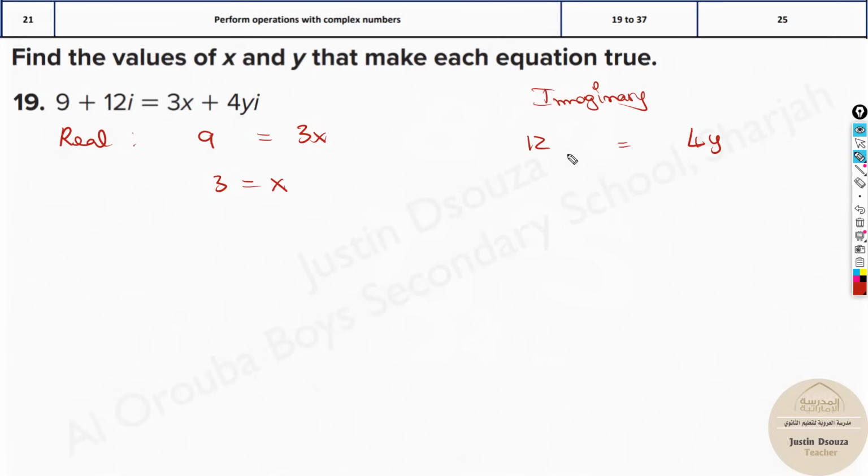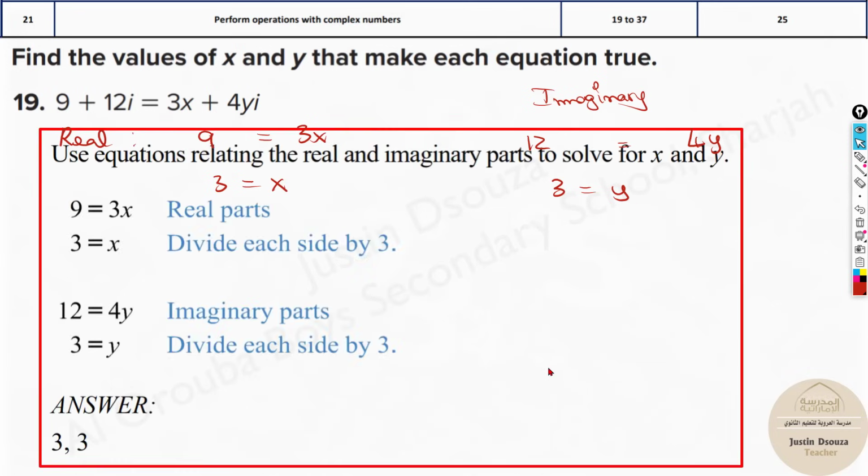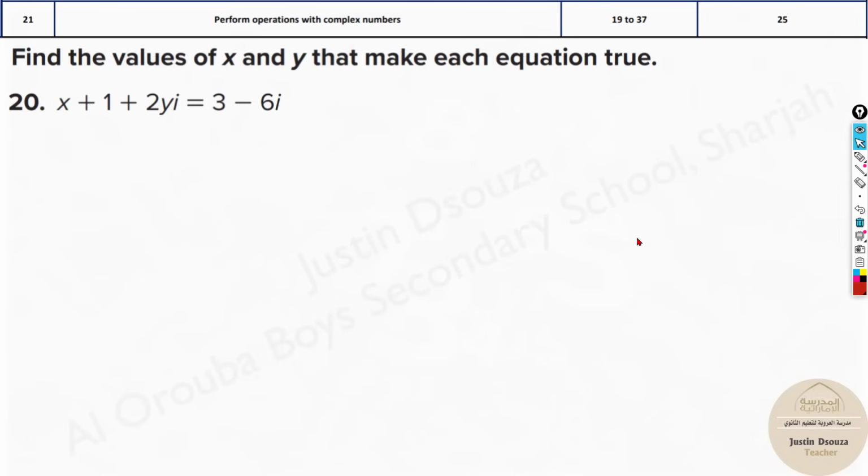What about this? Divide both the sides by 4. 4 threes are 12, so it's again 3 equals y. The answer is x equals 3 and y equals 3 itself. So that's the answer. Just like that, you can solve any problems.